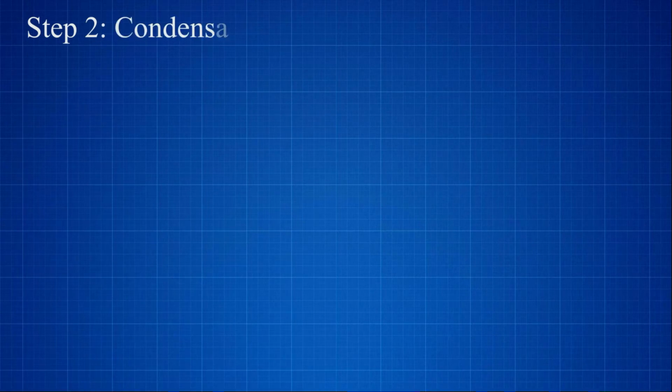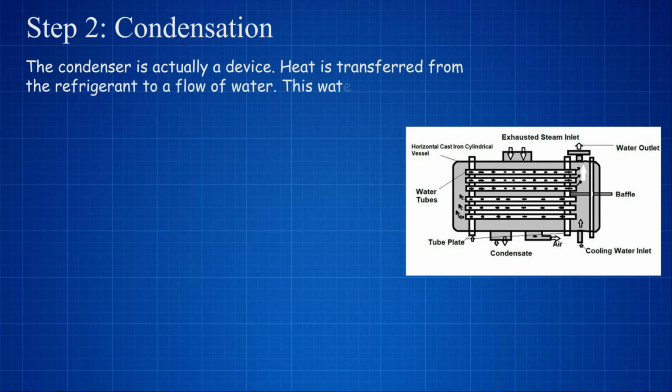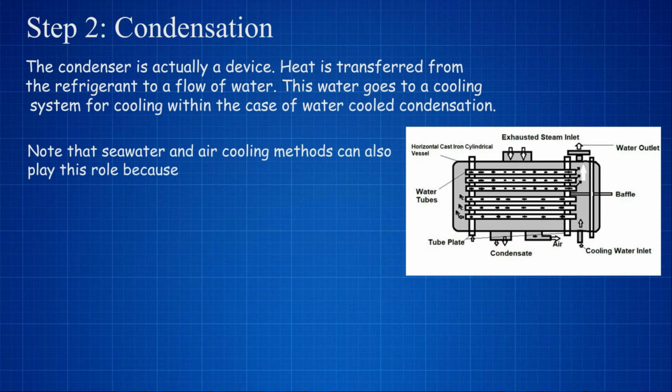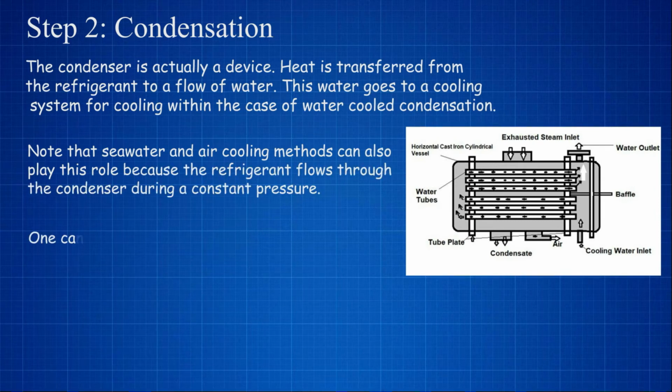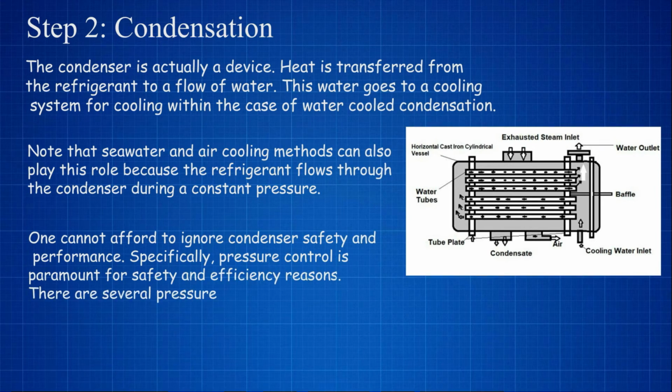Step 2. Condensation. The condenser is actually a heat exchanger device. Heat is transferred from the refrigerant to a flow of water. This water goes to a cooling system for cooling in the case of water-cooled condensation. Note that seawater and air cooling methods can also play this role, because the refrigerant flows through the condenser at a constant pressure. One cannot afford to ignore condenser safety and performance. Specifically, pressure control is paramount for safety and efficiency reasons. There are pressure controlling devices to take care of this requirement.